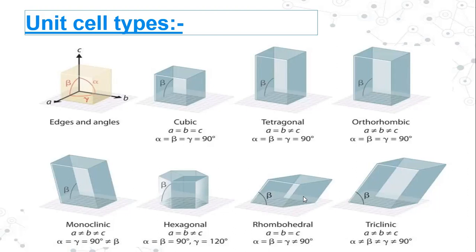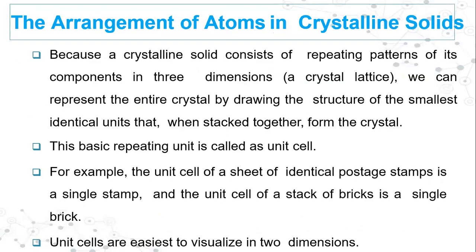And the next one is the hexagonal shape. In the hexagonal shape, two of the lengths are equal in size and one of the edge lengths is not equal. So A is equal to B and not equal to C. And the angles are, alpha is equal to beta, that is 90 degrees, but the angle gamma is greater than 90, that is 120 degrees. So that is the hexagonal shape.